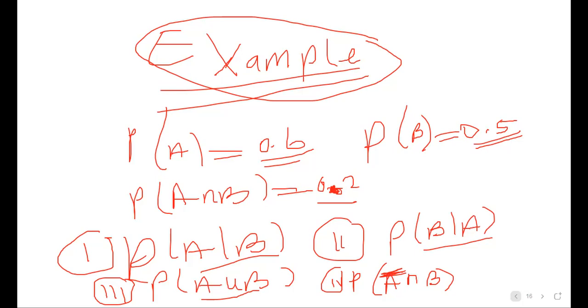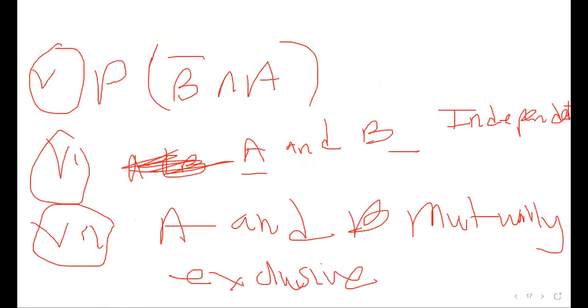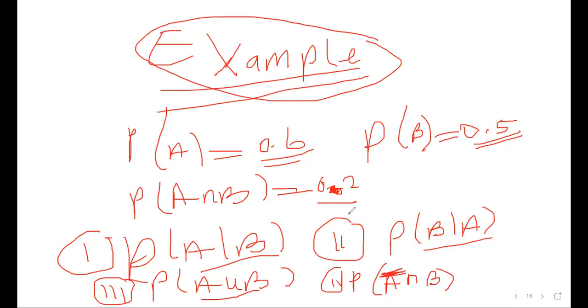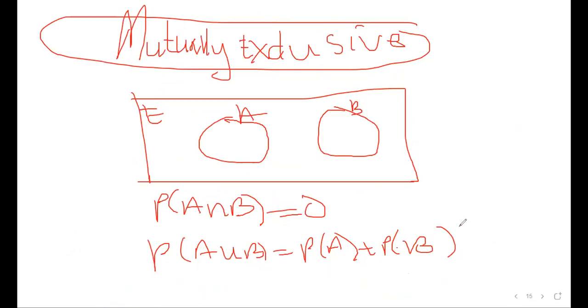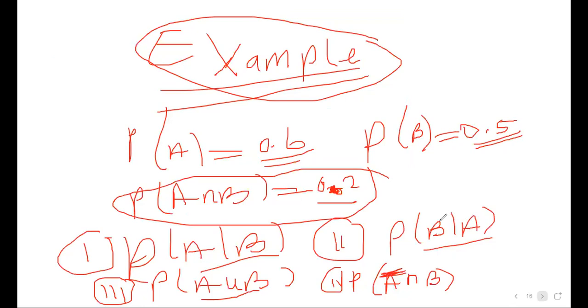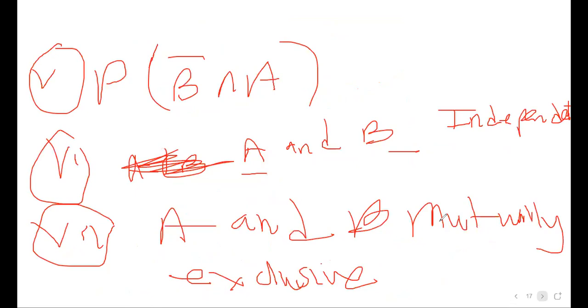So are A and B independent? Carry out the test for independent events. These events are not mutually exclusive, because mutually exclusive events are disjoint events, and these already have an intersection set of 0.2.